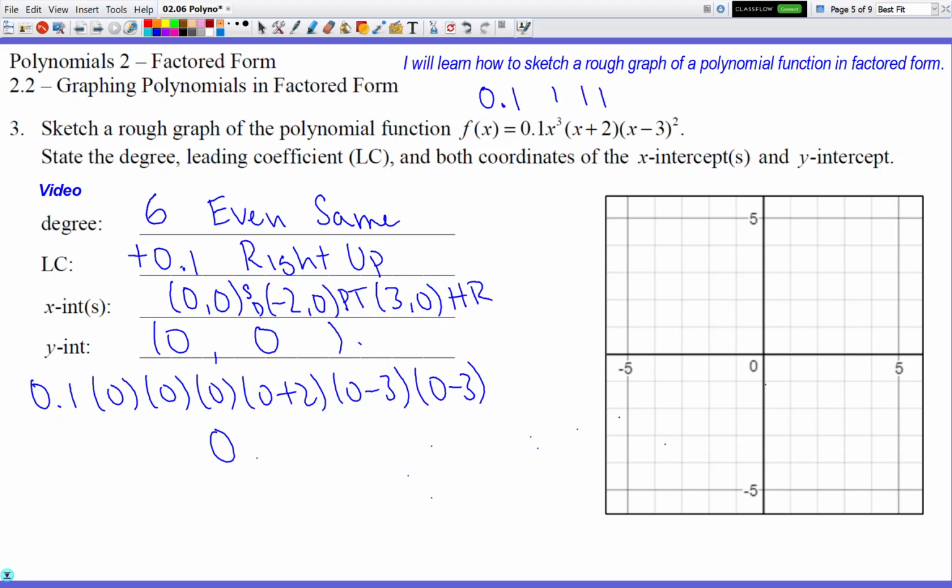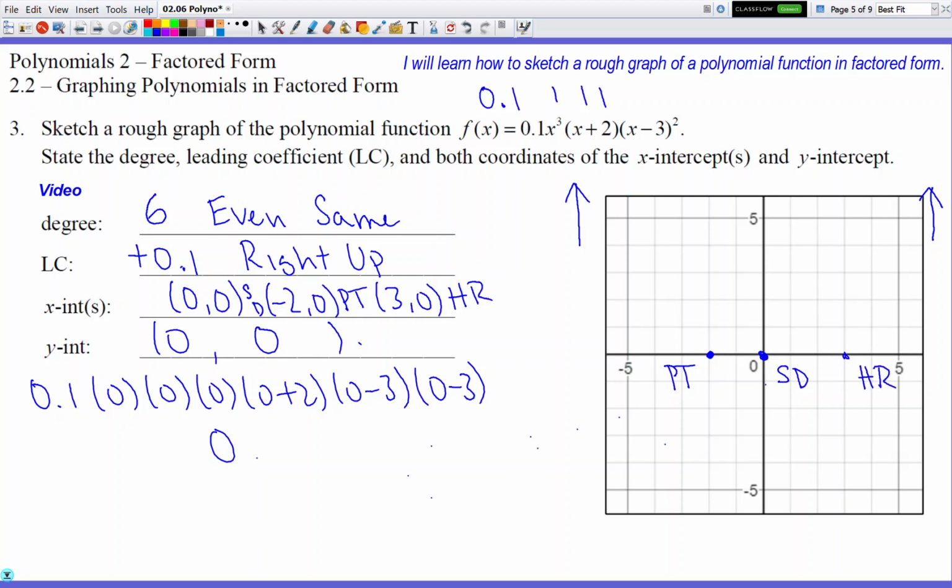So let's plot out my dots. I got an x-intercept at 0, 0. I got another one at negative 2, 0. I got one at 3, 0. And, oh, my y-intercept is at the exact same spot that my x-intercept is at. My right side arrow is facing up. I got same behavior, so my left side arrow is also facing up. And this first dot, I almost made a mistake, this first dot passes through. The second dot is slow down. And this third dot is hit and run.